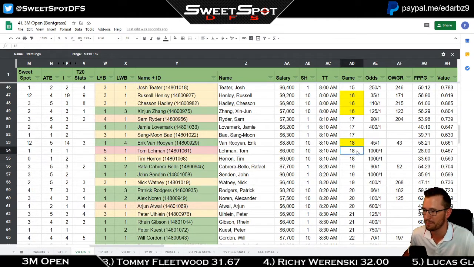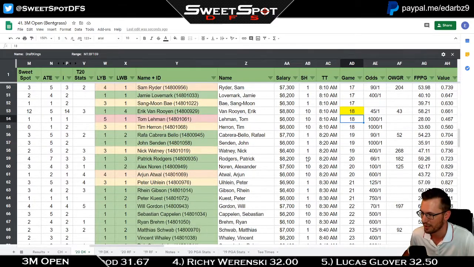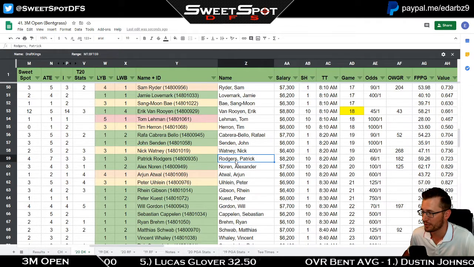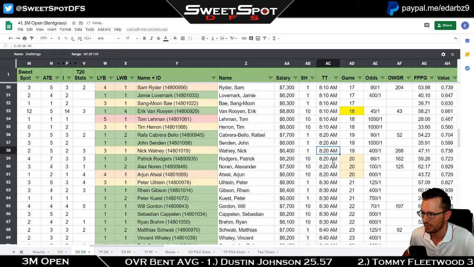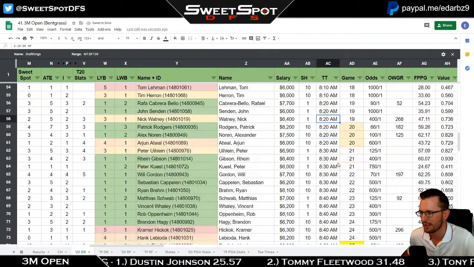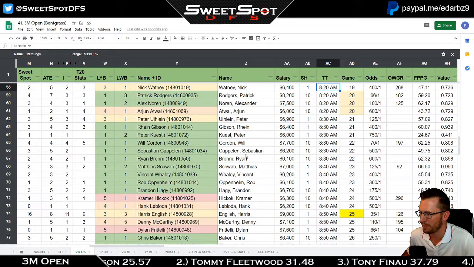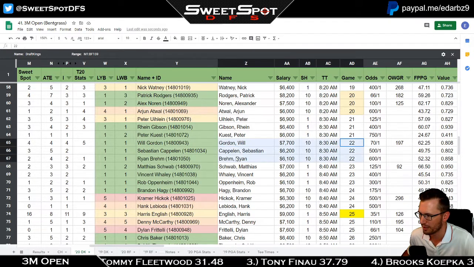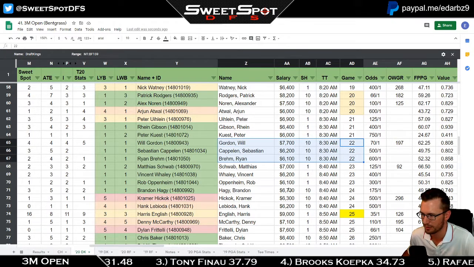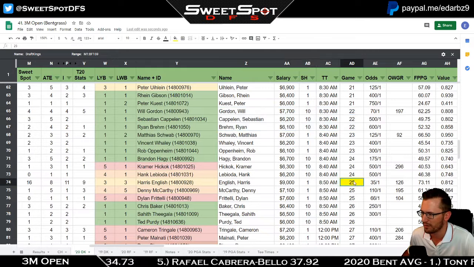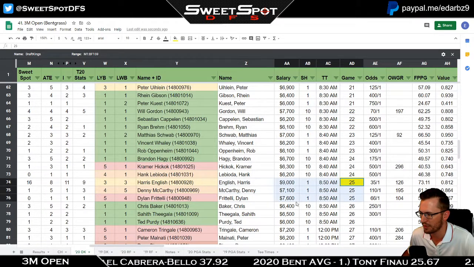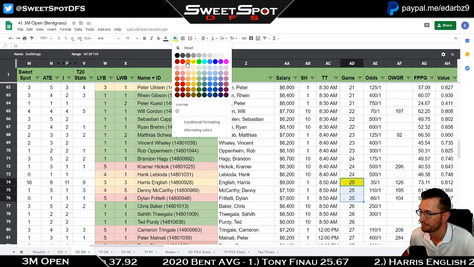I'm not sure how I feel about it. Maybe. I don't mind playing a Tom Lehman, but yeah, I don't like that. I do like Patrick Rogers. So I'm going to highlight this a light yellow. Just like, hey, I kind of like these guys. Scrolling down, looking at some people. I know some people are on Will Gordon. This whole group, not terrible. They have potential, I should say, not very big, but they do have potential. 25, Harris English playing with Denny McCarthy and Dylan Fratelli. It's not terrible.